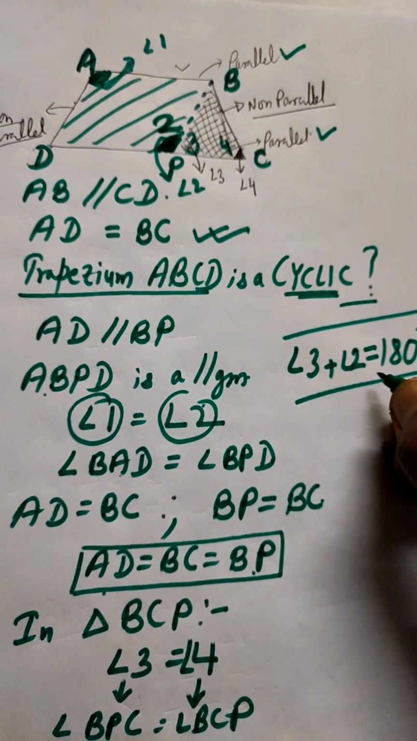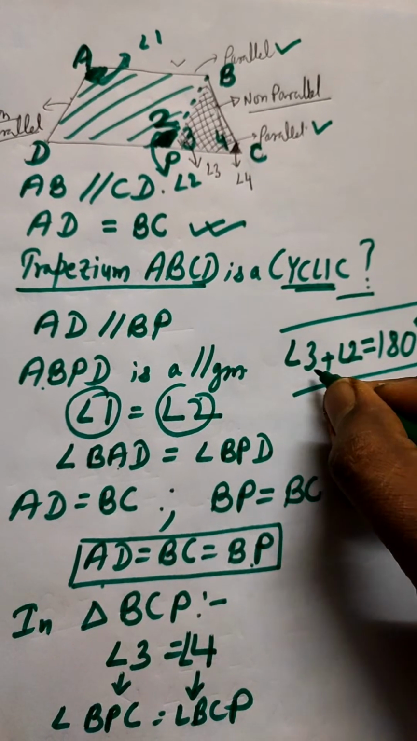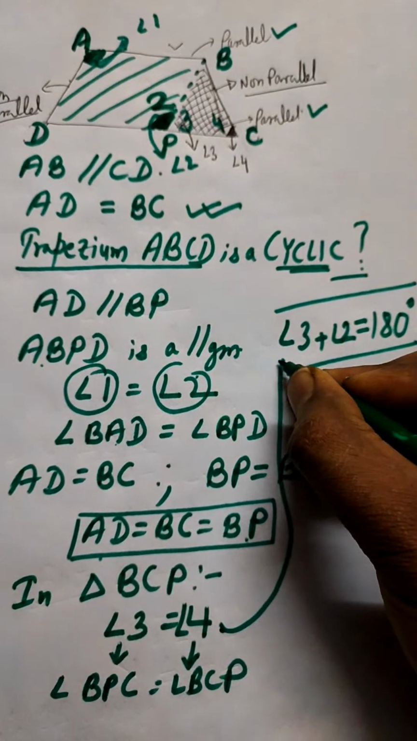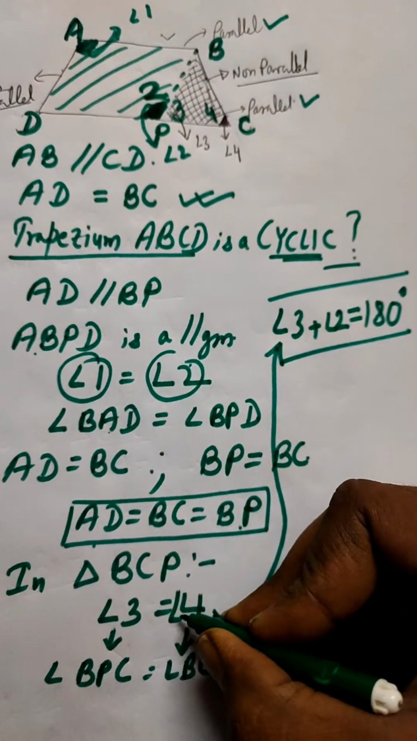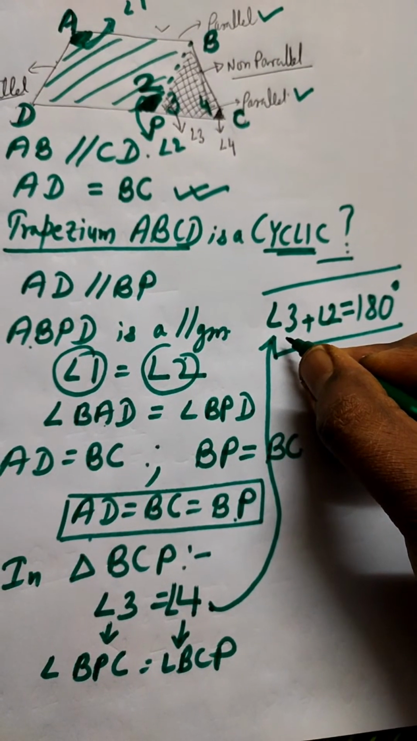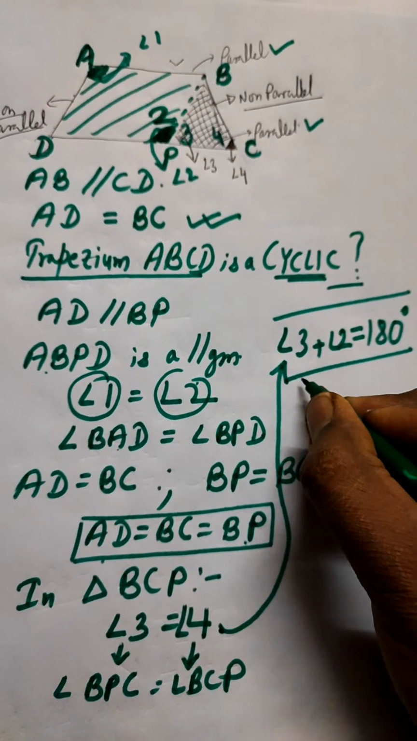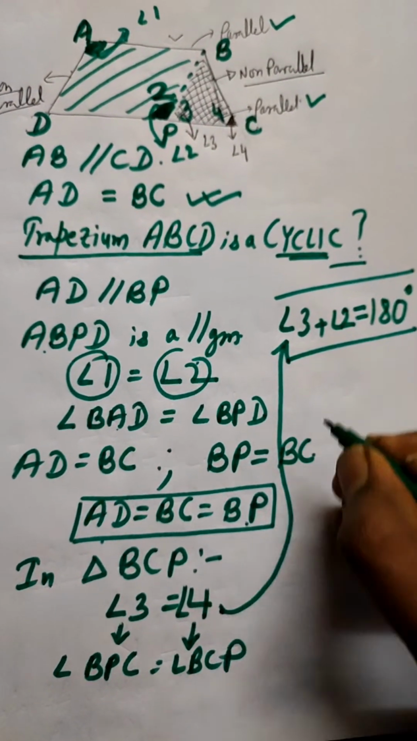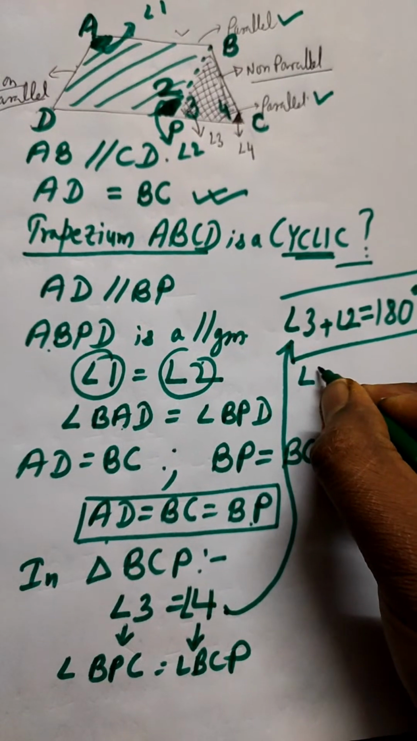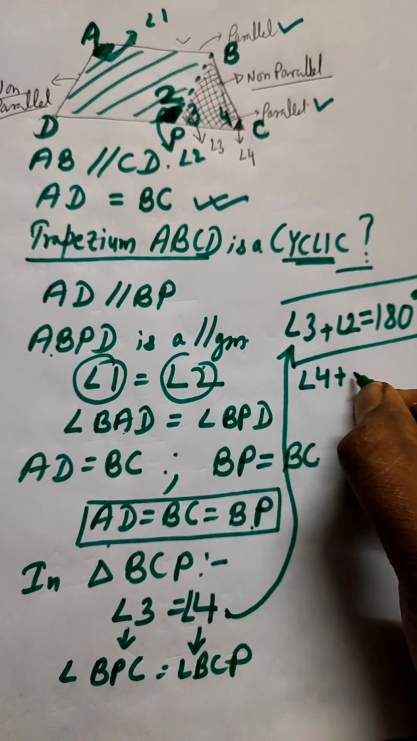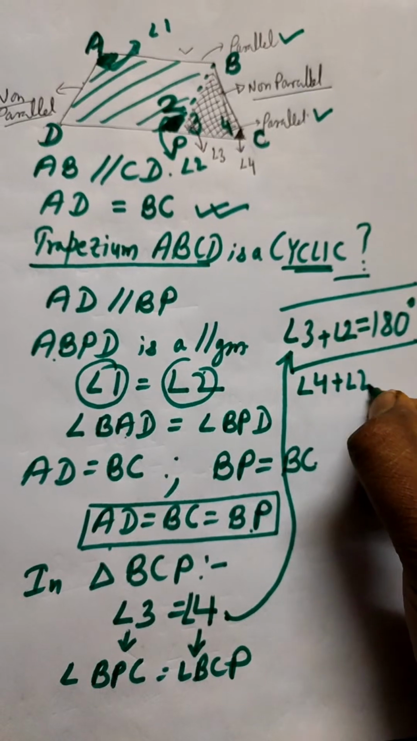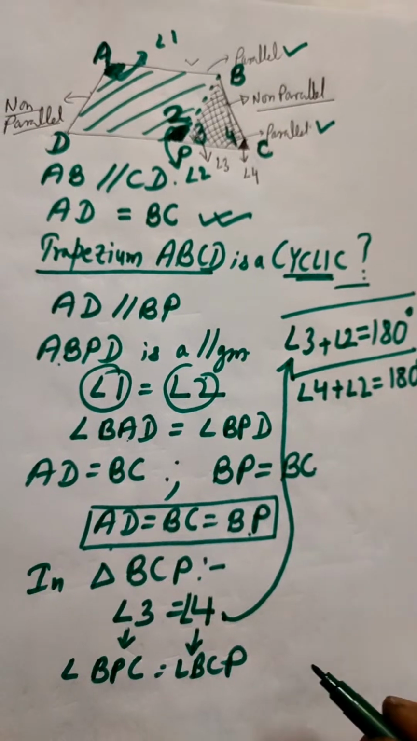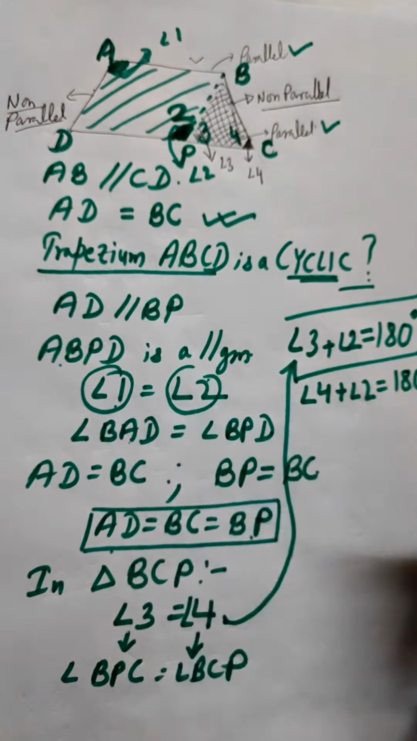If angle 2 plus angle 3 is 180 degrees and angle 3 is equal to angle 4, just put this value of angle 4 in place of angle 3. So we can see, after replacing angle 3 with angle 4, that angle 4 plus angle 2 is equal to 180 degrees, and angle 2 is equal to angle 1.